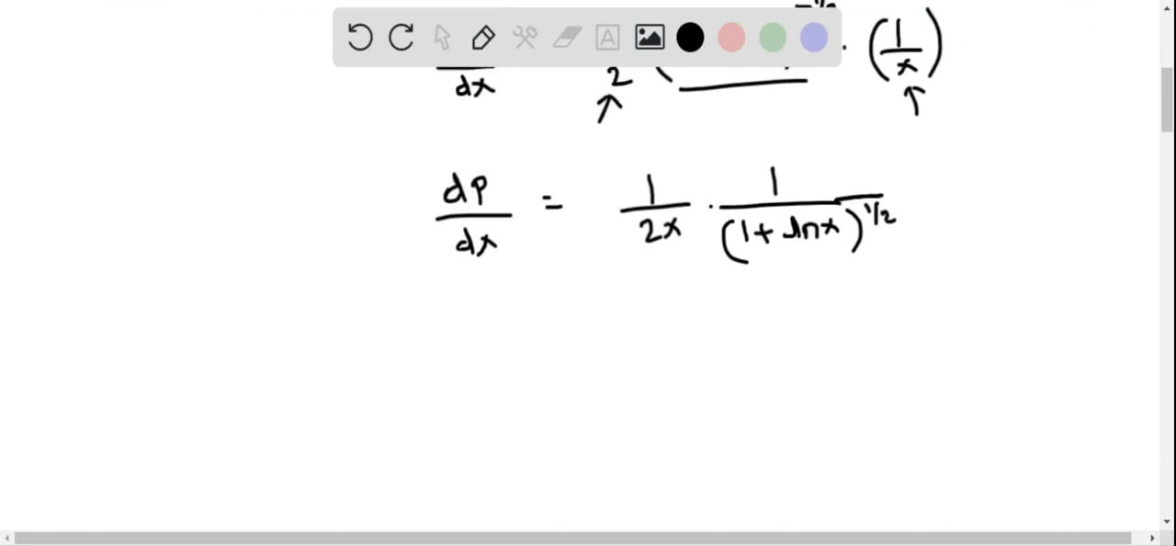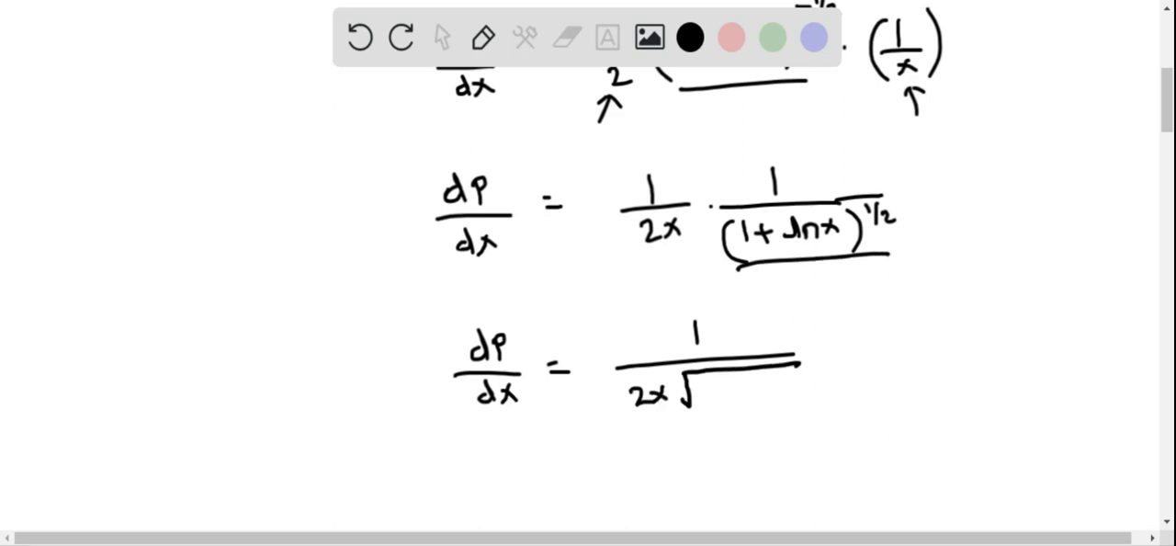The next step, we can write this in terms of radical form. That is dp/dx, and this equals 1/2x times, we can write this in square root form, 1 divided by the square root of 1 + ln x. And so this is the derivative of p with respect to x.